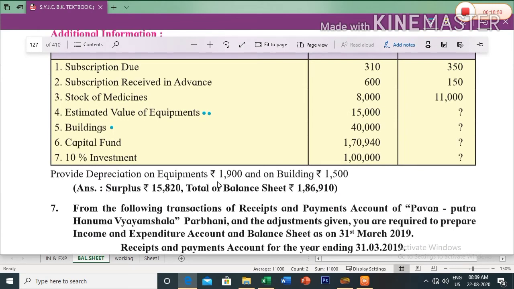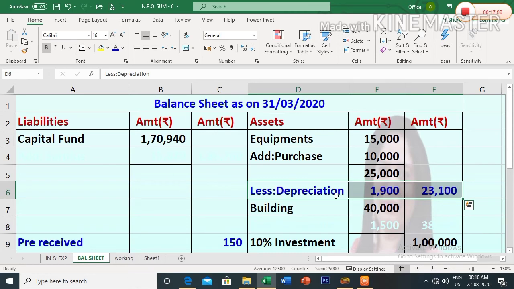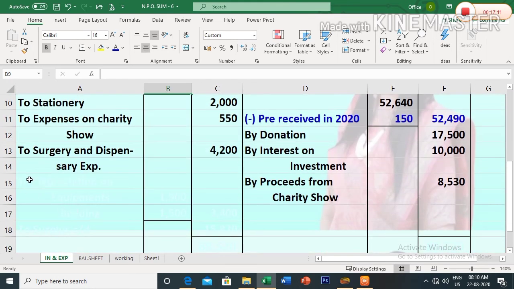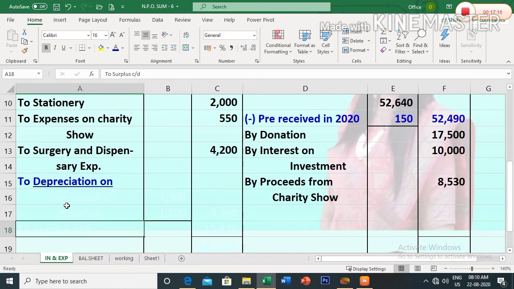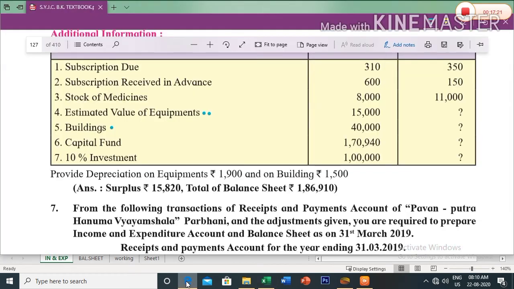Provide depreciation on equipments 1,900. Depreciation will be recorded. So on equipment you have to deduct, less depreciation 1,900, and in the outer column it will be 23,100. The second effect will be given in the income and expenditure account, expenditure side. You have to record depreciation on equipments 1,900, and on building 1,500.